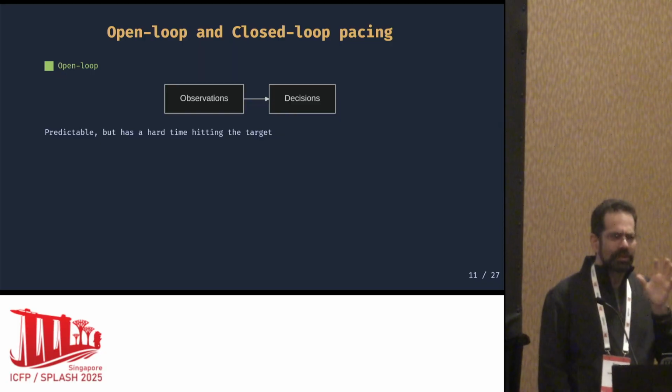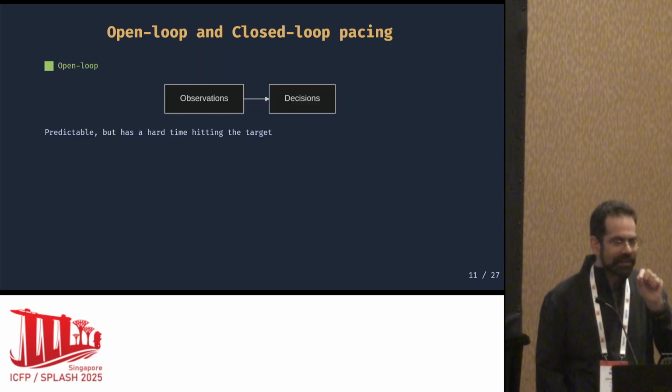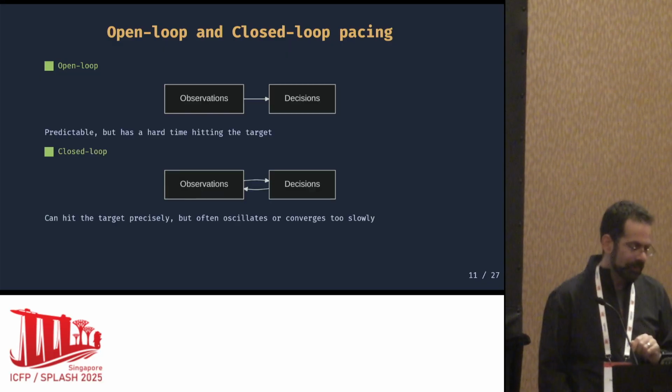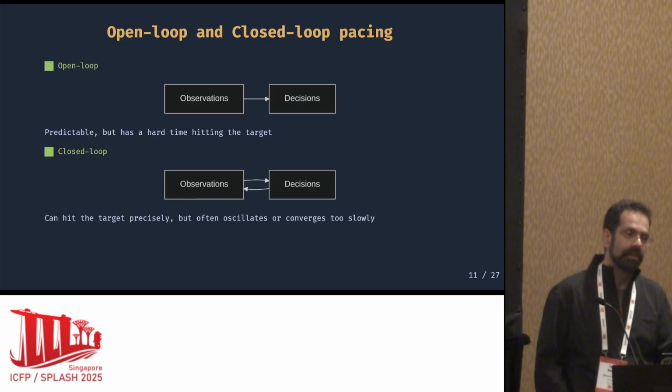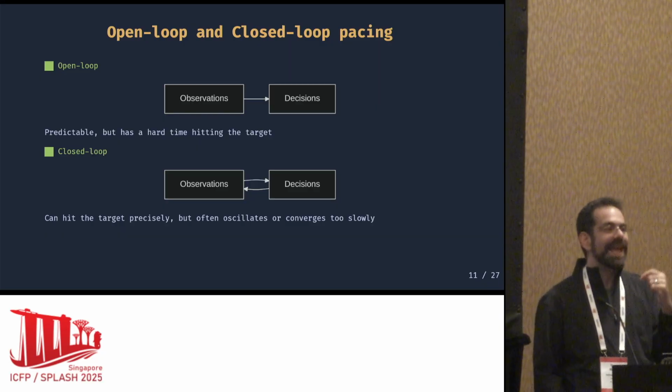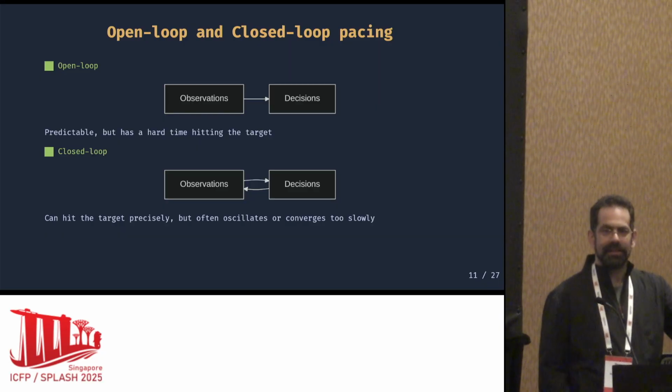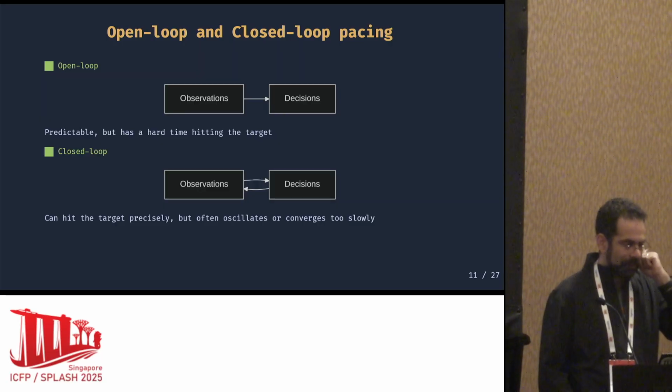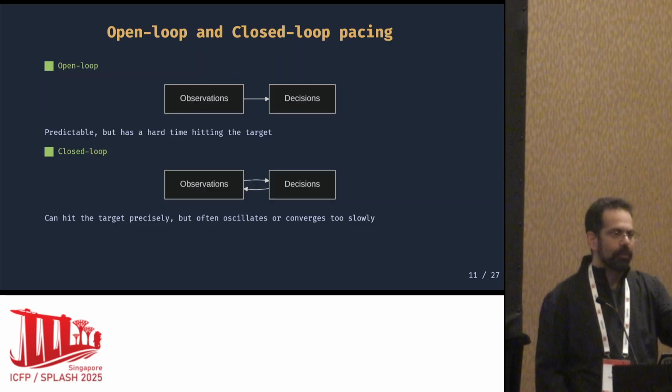So it's a little more predictable, but harder to get to do exactly what you want. And there are closed loop systems. In a closed loop system, it's just the opposite: you get to observe the quantity that you are trying to target.